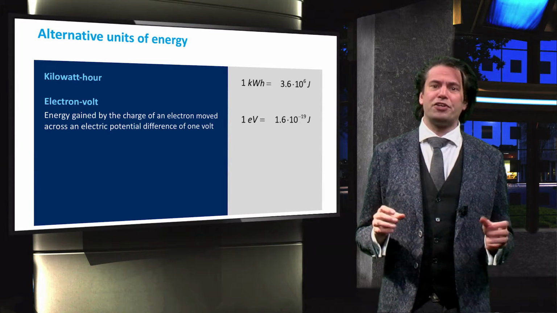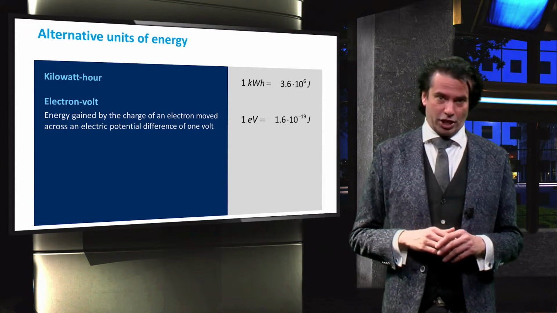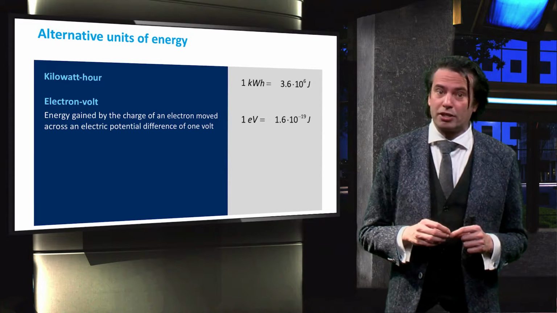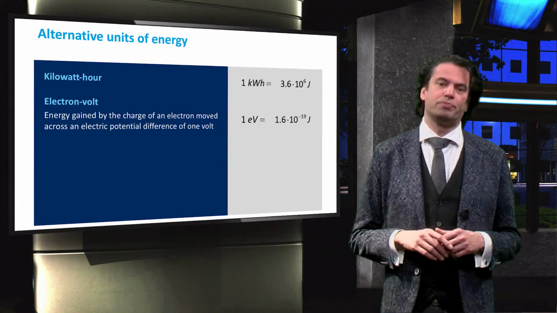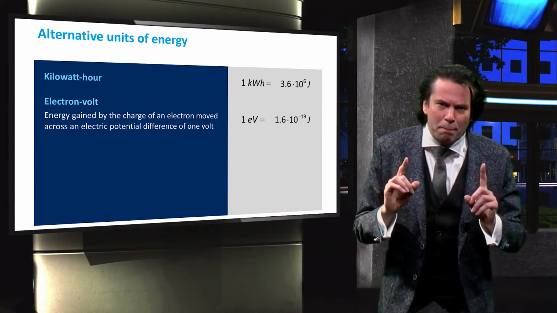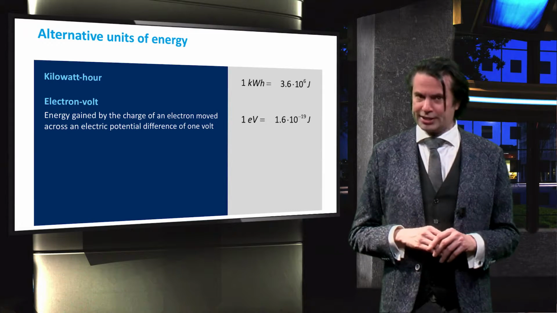An electron volt is the amount of energy a body with a charge of 1 elementary charge gains or loses when it's moved across the electric potential difference of 1 volt. 1 electron volt is therefore equal to the elementary charge times 1 volt, which equals 1.6 times 10 to the power minus 19 joules.